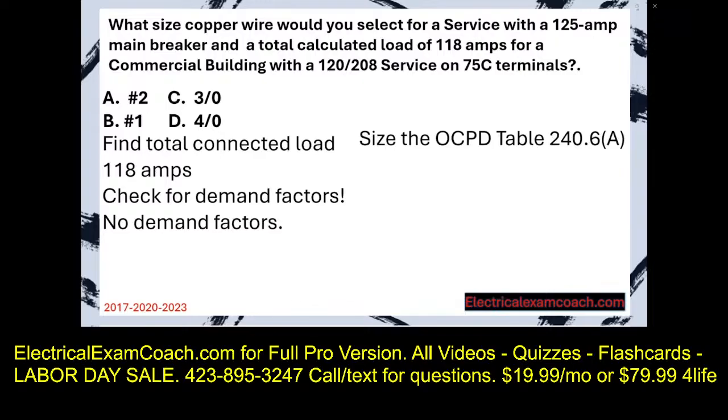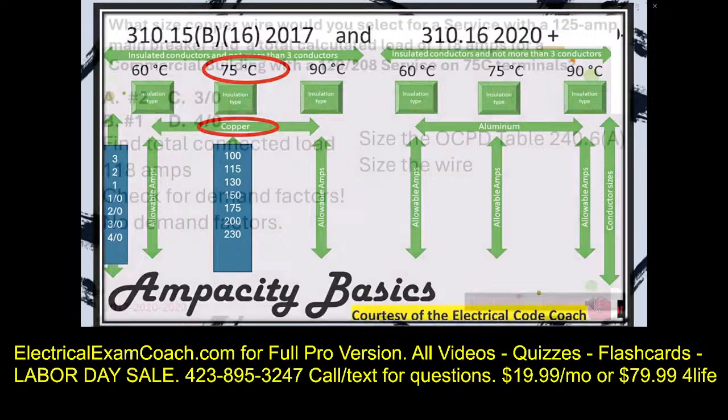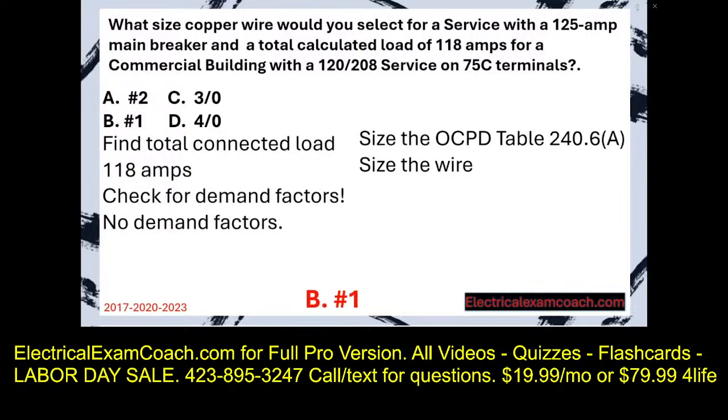Normally, we would size our overcurrent protective device, but if you notice in the question, they've already done that for us. So all we have to do is size our wire. We're going to head to our primary ampacity table and find a wire that is good for 118 amps. We slide down the 75 degree C column on the copper side, and we're going to find that we select a number 1.